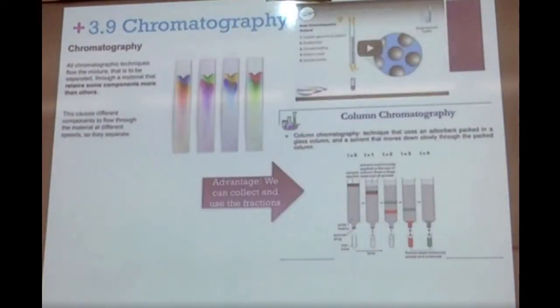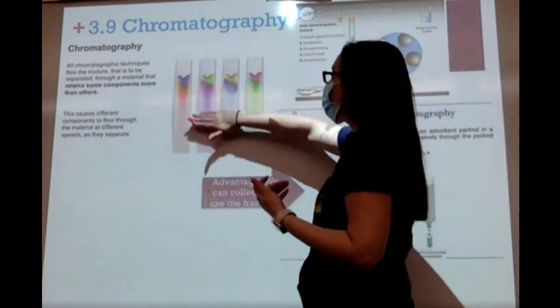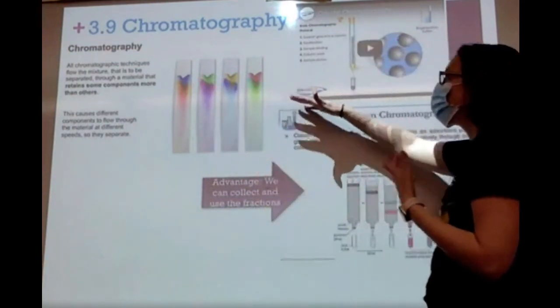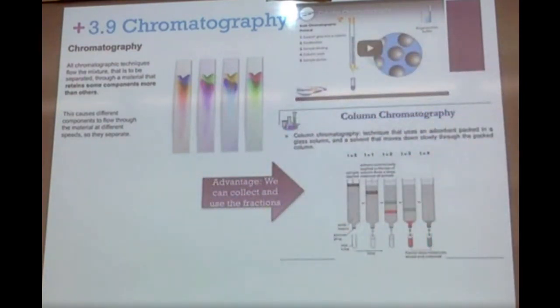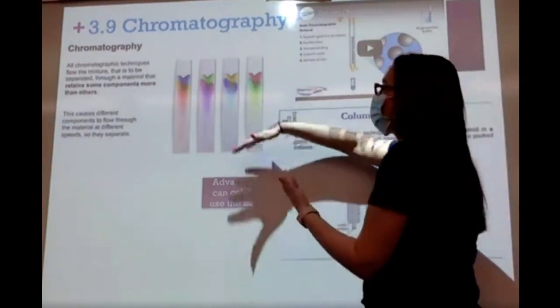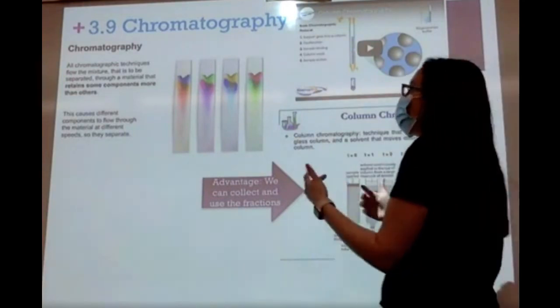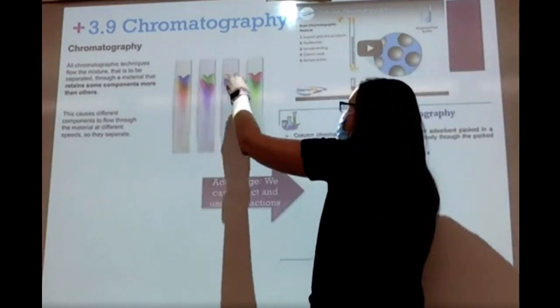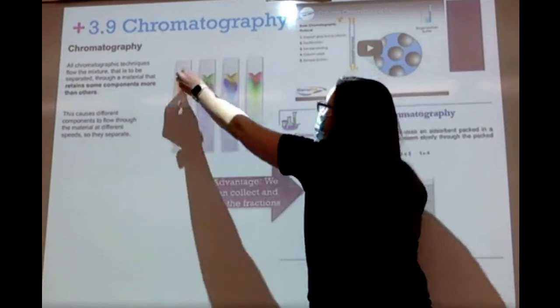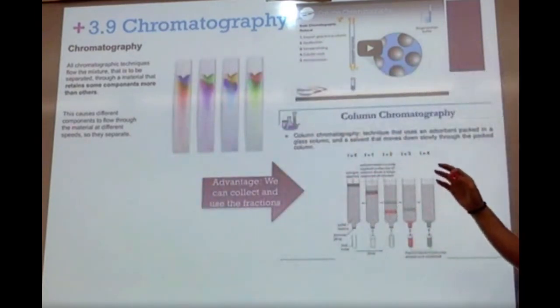So with chromatography, here were the paper chromatography strips that we looked at in class when you guys had individual strips and you were separating dyes. The one thing about paper chromatography is we can't collect any of these samples. I can't just pull the liquid off of the paper.